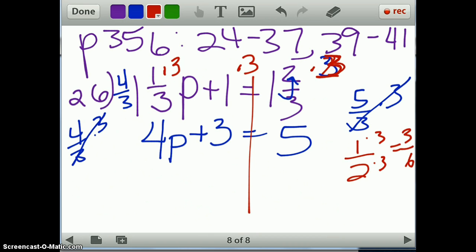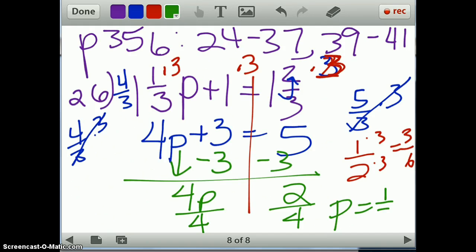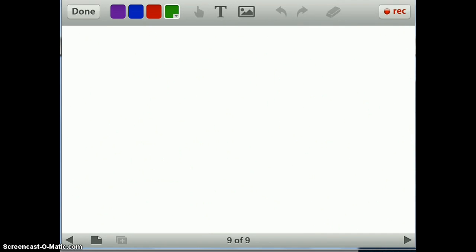So I draw my line down. Then I say, okay, times 4 plus 3. So I'm going to undo the 3 first. So I minus 3. And I get 2. Drop down my 4p. How do I undo that? Divided by 4. Oh no, I get a fraction answer? Yeah, most of them will. So p equals 1/2. Done. Let's try another one.